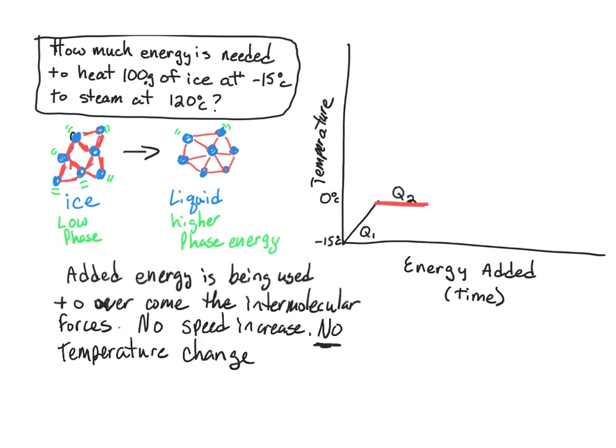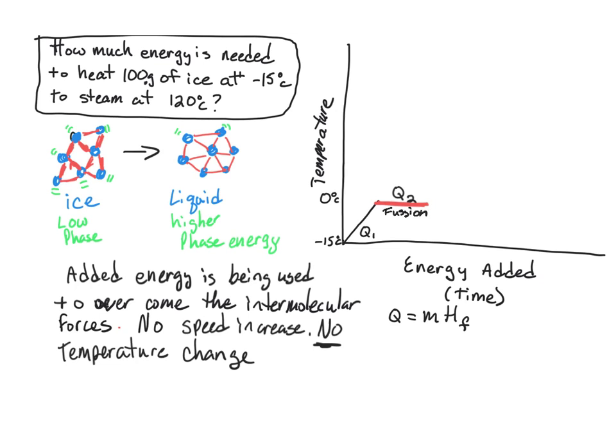So there's no temperature change in this portion. So to calculate this, I'm going to need a different formula because now I don't have any change in temperature. I can't use Q equals mc delta T. So the formula I'm going to use for this section is Q is equal to m H of fusion. The process of melting or freezing is called fusion.